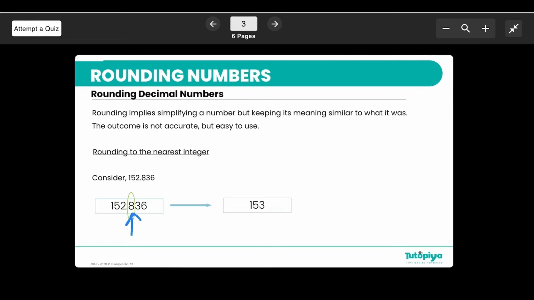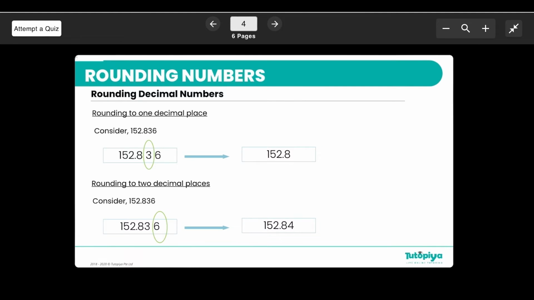So here, since I have 8, which is more than 5, the number to the left has to go up. In this case, 152.8 rounds up to 153. Moving on, if I want to round, for example, to one decimal place, I have to look at the next number. I'm rounding to one decimal place, so I look at the second decimal point, which is a 3. So remember, we have to round down. When I round down, the answer remains as 152.8.